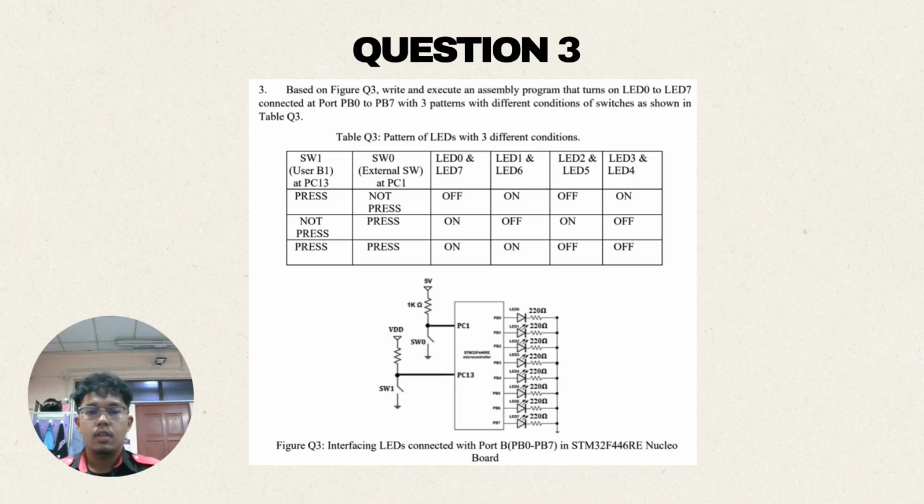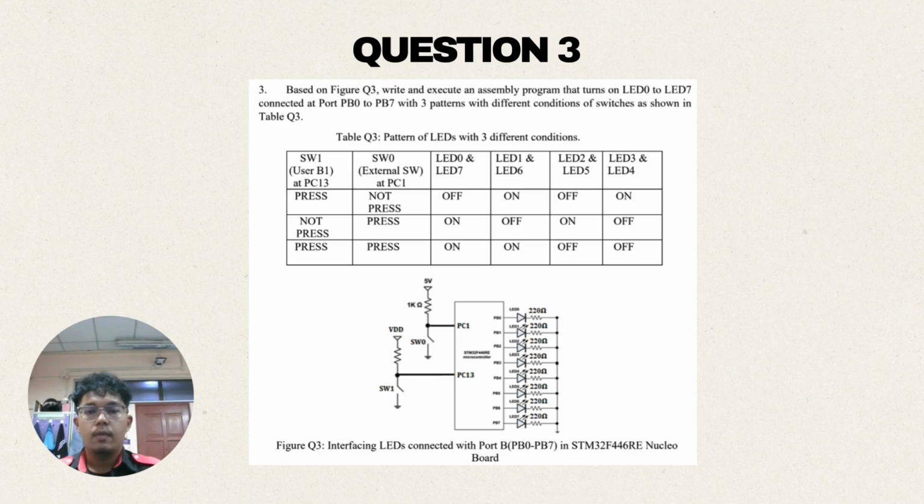For question 3, write and execute an assembly program that turns on LED 0 to LED 7 connected at port PB0 to PB7 with three different patterns and condition of switches as shown in the table. When SW1 is pressed, LED1, LED3, LED4 and LED6 will turn on. When SW0 is pressed, LED 0, LED 2, LED 5 and LED 7 will turn on. When both switches are pressed, LED 0, LED 1, LED 6 and LED 7 will turn on.